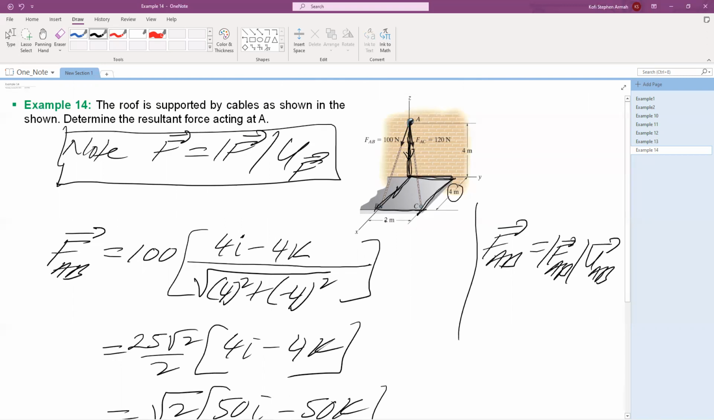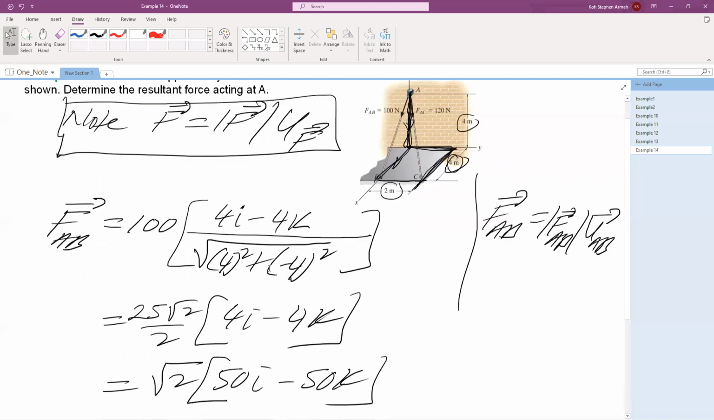In the Y, I'm moving 2 meters. In the X, I'm moving 4 meters. And the Z, I move that. But this is negative. That is positive. That is positive. Okay, so let's do that.